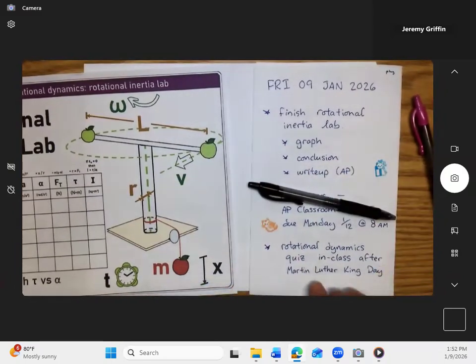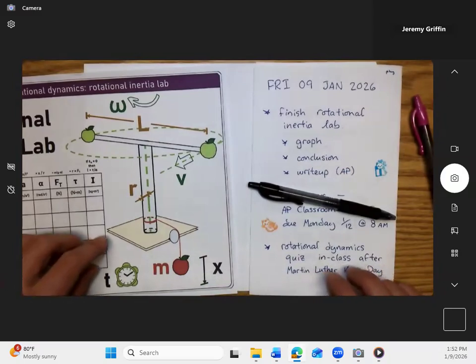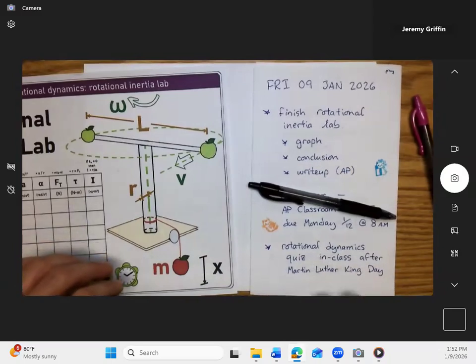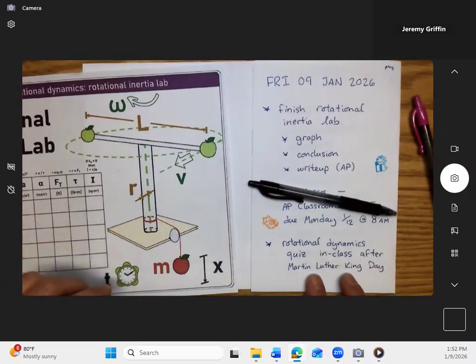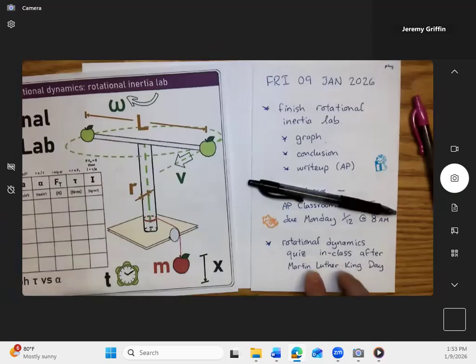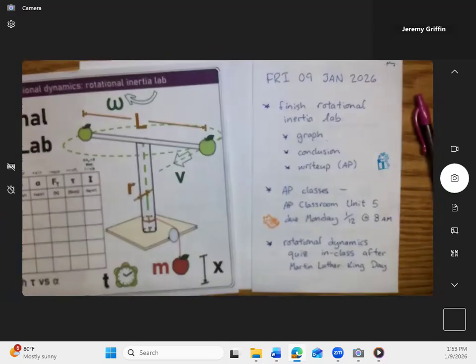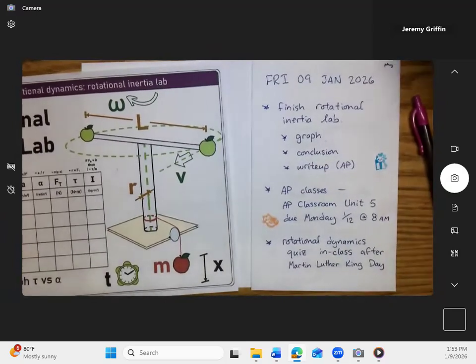I'm looking to eventually get you the quiz and all this material. I haven't even covered all the rotational dynamics material. I haven't hit angular momentum or anything like that yet. So I need to figure this out over the next couple of weekends. But I think the next quiz I want to have in class, but it won't be until after Martin Luther King Day. All right, so let's go back to this lab.